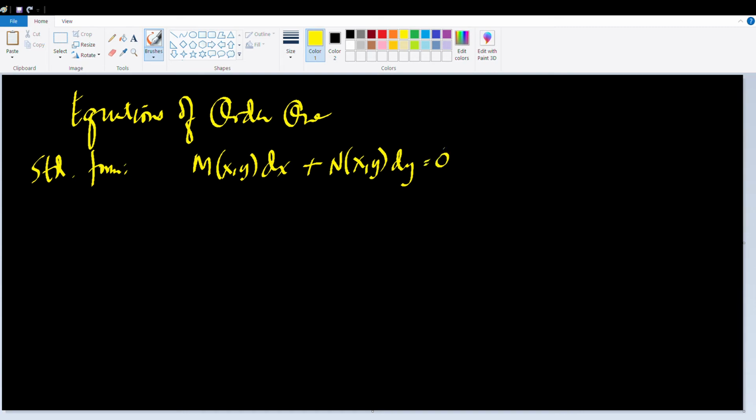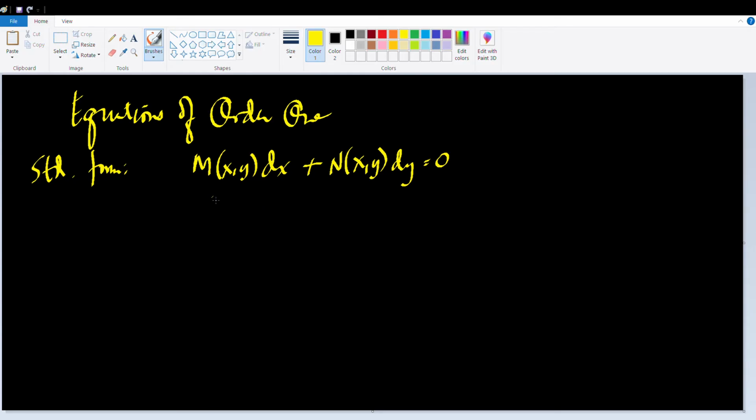So if the variables are x and y, we write the standard form of the differential equation of order 1 as M of x,y dx plus N of x,y dy equal to 0. M is a function of x and y, and N is also a function of x and y. But there are some equations simple enough that you can rewrite an equation where the coefficient of dx is a pure function of x and the coefficient of dy is a pure function of y.